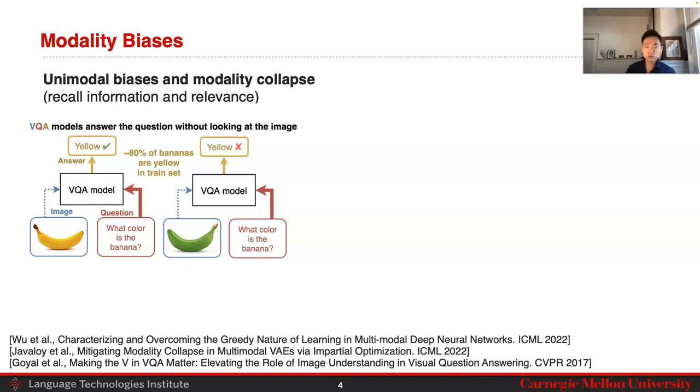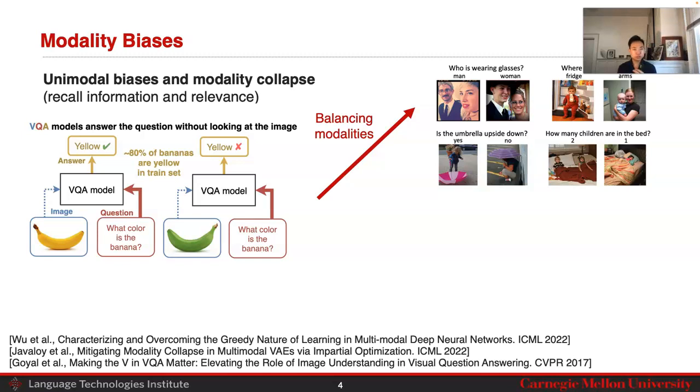And there are quite a few approaches to tackling this. This question is by no means solved. One approach, conceptually simple but very difficult to implement, is to simply balance your modalities. If you see "is the umbrella upside down", and most of the time the answer is yes, you can also put in more examples of umbrellas not being upside down. That's more about balancing a dataset, and this is a contribution of the VQA 2.0 dataset, which took all of these questions and tried to balance the answers between yes and no and between the other possible answers.